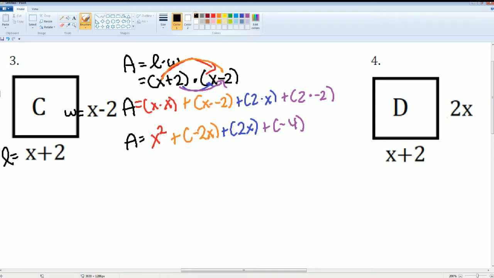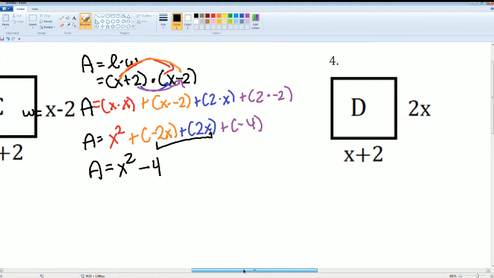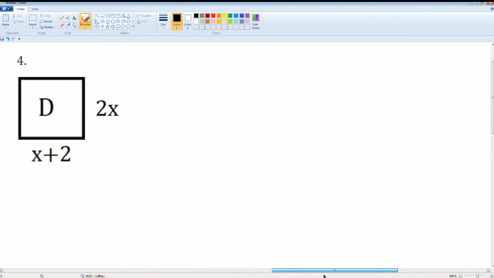Okay. Again, you could always combine these two. Ooh, negative 2x plus 2x just becomes 0. So area is equal to x squared minus 4. Do you see the minus 4? It's right there. Yeah, these two would cancel out. Alright, good. So let's do D.